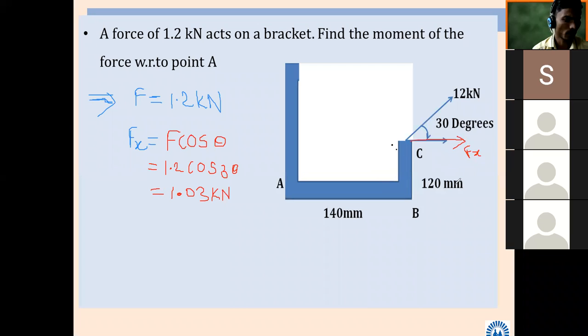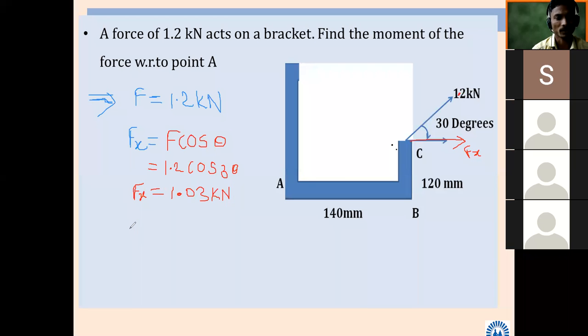10.3? In the problem statement, it is given a force of 1.2 kilonewton, but in the figure it is not given. So it will become 1.039 something. So this will be Fx. Okay.